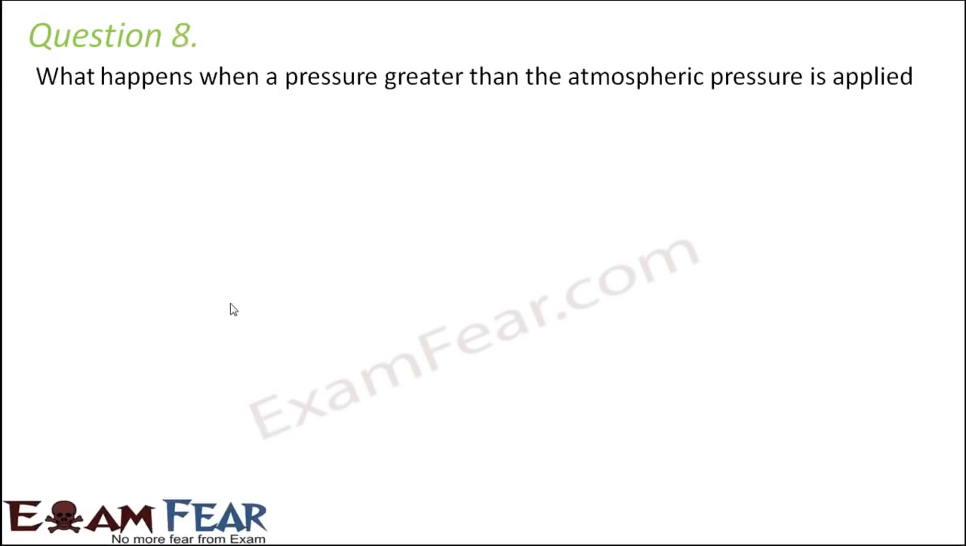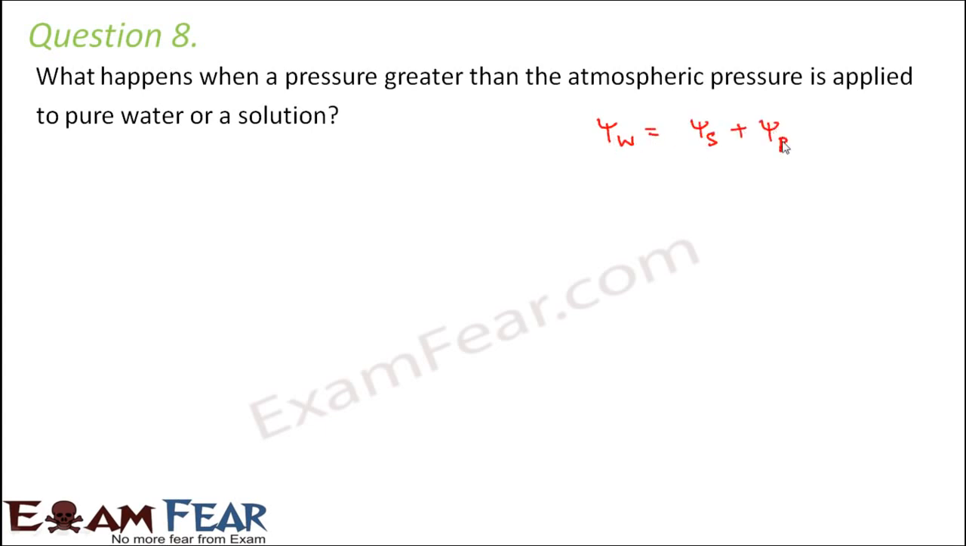Question number 8. What happens when a pressure greater than the atmospheric pressure is applied to pure water or a solution? I think I already answered it in the previous question. Just now I mentioned that water potential is equal to solute potential plus pressure potential. At atmospheric pressure, the pressure potential is zero because no additional pressure is applied. Therefore, water potential is equal to solute potential. Now when you apply a pressure greater than atmospheric pressure, psi p also comes into picture. Therefore, the water potential will increase.